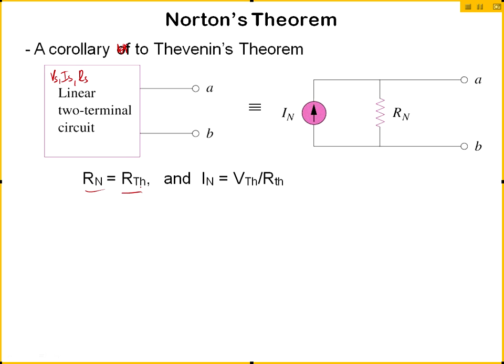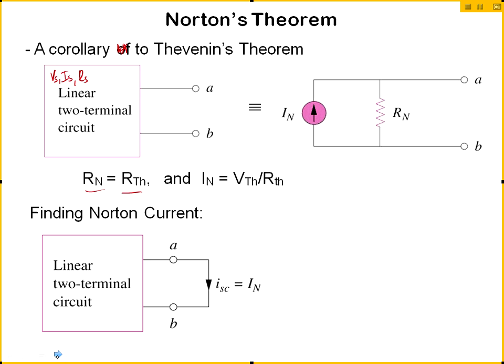And how do you find R Norton? R Norton is really just the same as the R Thevenin before. And of course, IN is equal to V Thevenin over R Thevenin, but you can actually solve for, according to Mr. Norton, the I Norton is equivalent to the I short circuit, which makes sense, because if I replace the load with a short circuit, what's going to happen to the I Norton? The entire current coming from the I Norton would rather go through the short circuit rather than the RN. So the short circuit current will be equal to the I Norton.